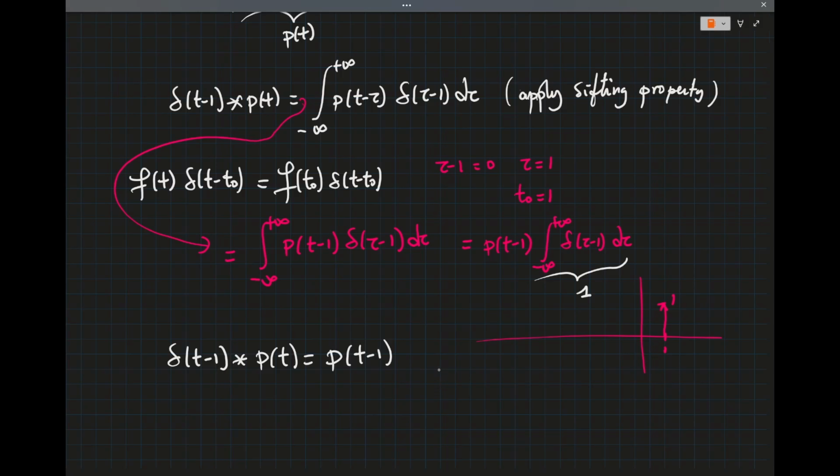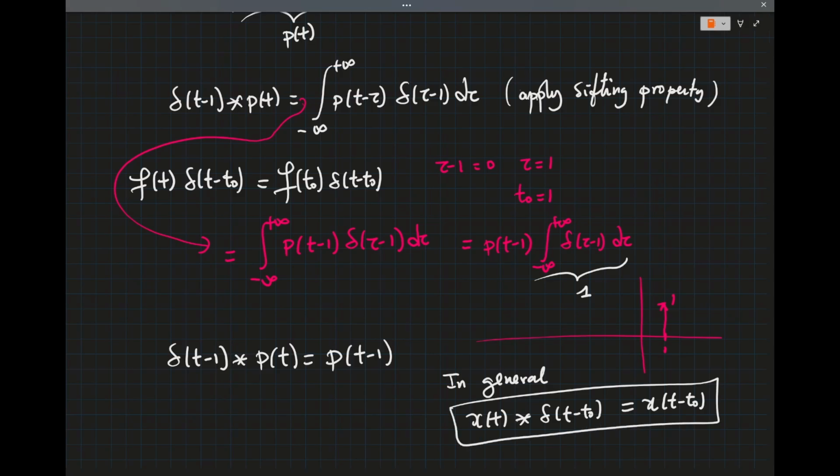So let's write this in general. In general, when you have x of t convolved with delta of t minus t0, it is just x of t minus t0. We can use this result from now on, since we just derived it.